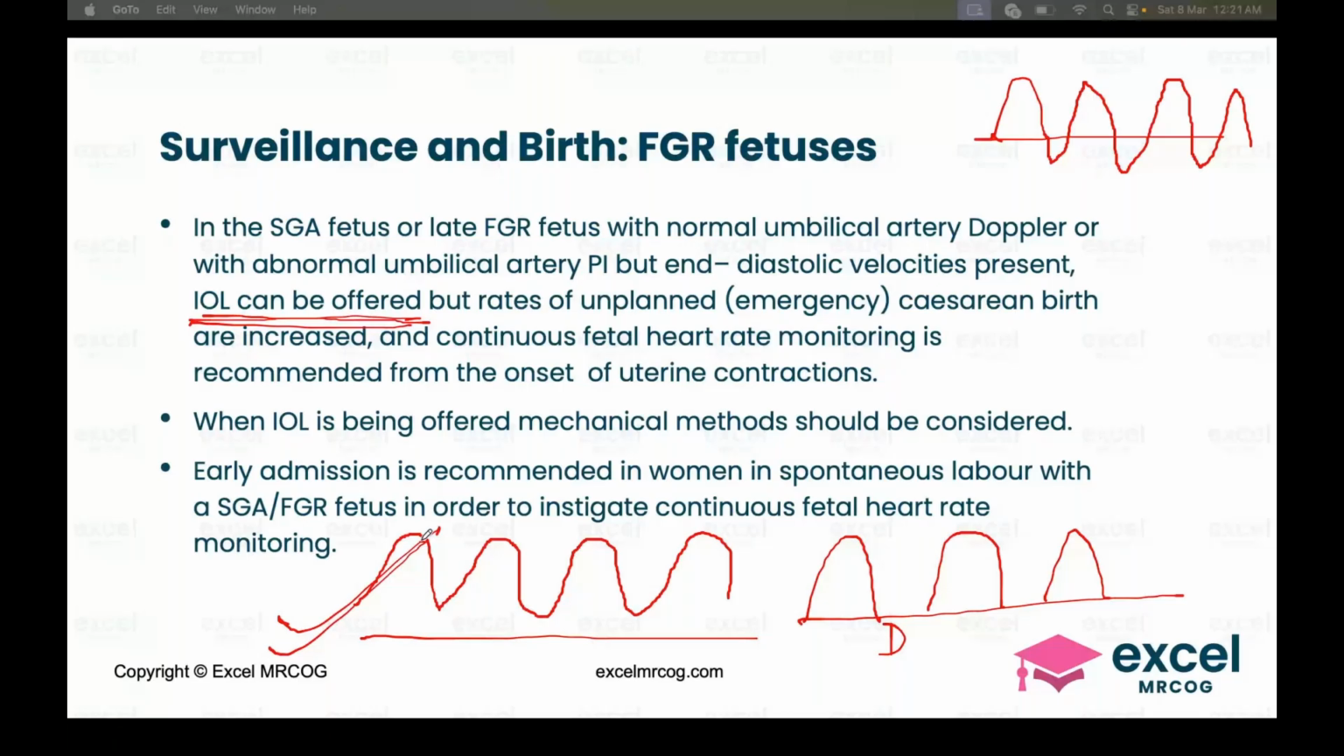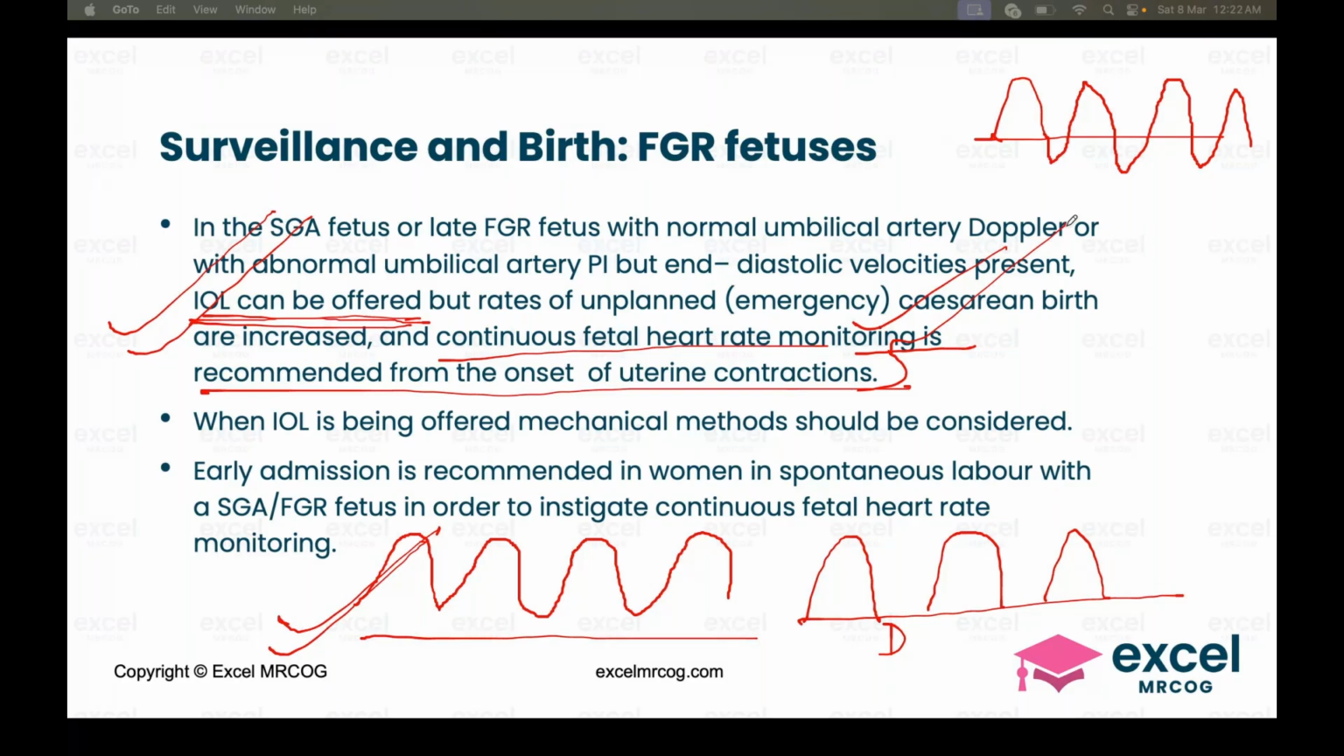You can offer induction of labor, but the rates of unplanned or emergency cesarean birth are increased and continuous fetal monitoring is required because these babies are compromised. They may not withstand the stress of labor. That is why even if you can offer IOL, you need to monitor them well. And when you monitor them well, you may find abnormalities in the fetal heart, because of which you may need to consider a cesarean section.